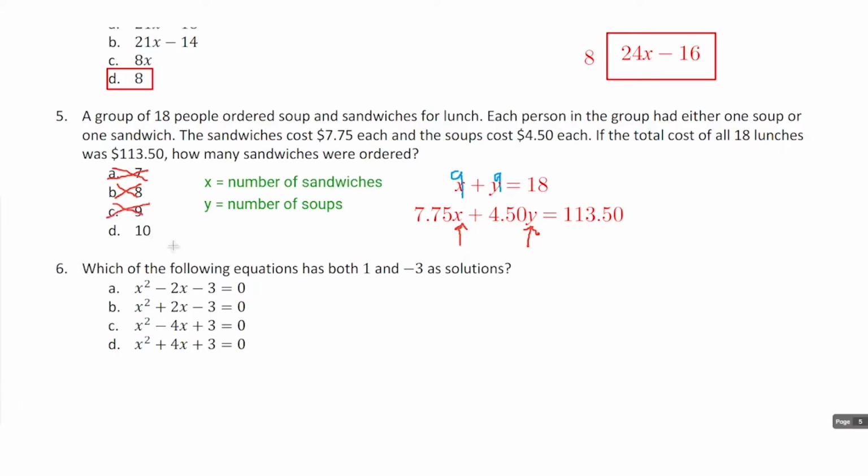And we'll try D. I'm assuming it's going to work. If it doesn't, that means we made a mistake somewhere. So we're still going to test this out. If x is 10, that means y has to be 8. So 7.75 times 10 plus 4.50 times 8 does in fact give me the $113.50. So my answer is D.